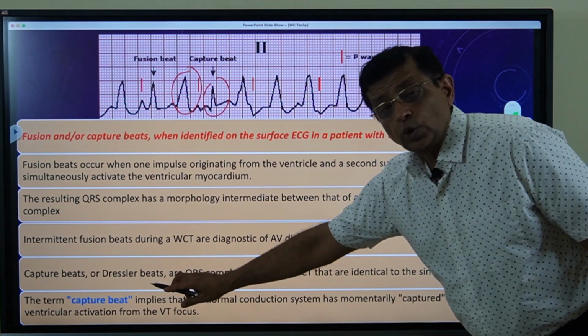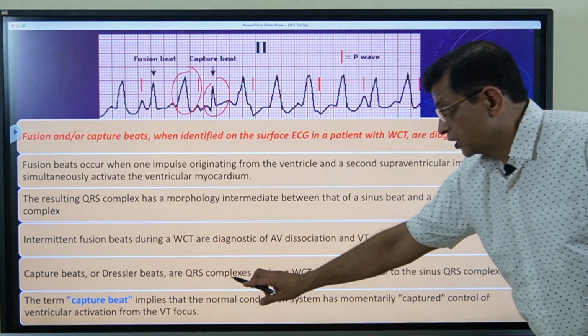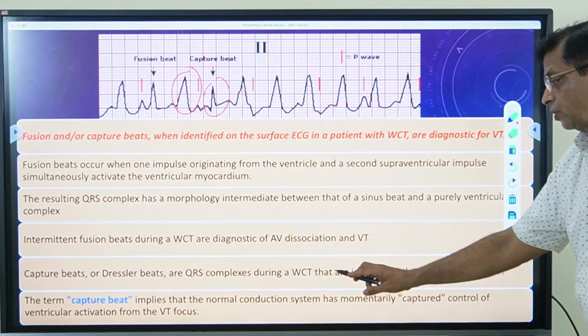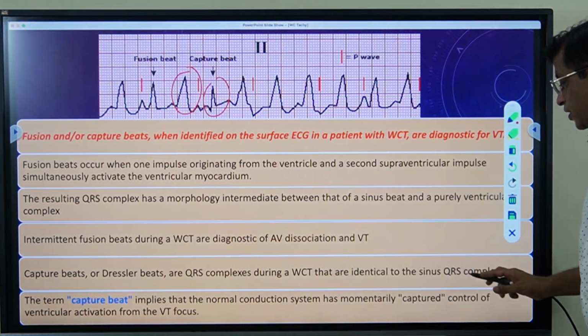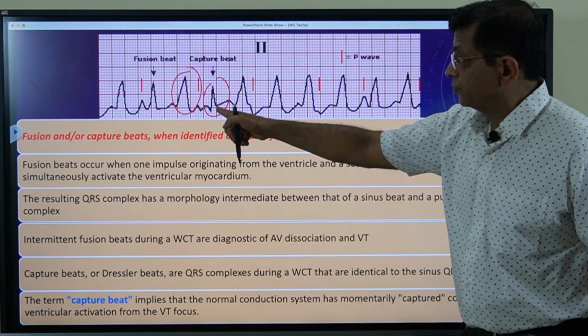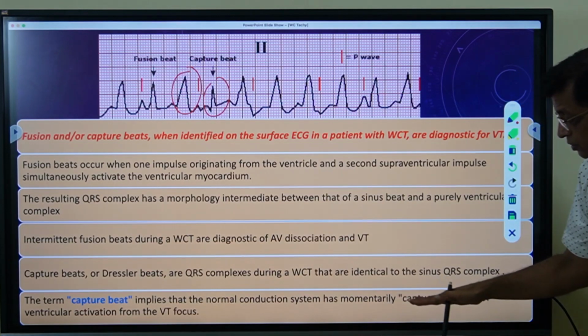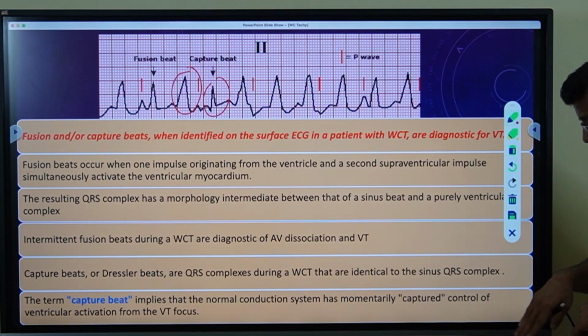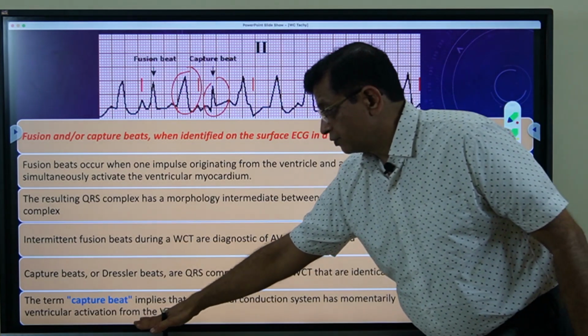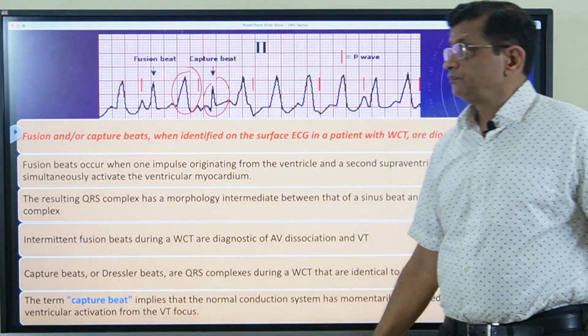Capture beats, also called Dressler's beats, are QRS complexes during the wide complex tachycardia that are identical to the sinus QRS complex. So this is a capture beat. The term capture beat implies that the normal conduction system has momentarily captured control of the ventricular activation from the VT focus.